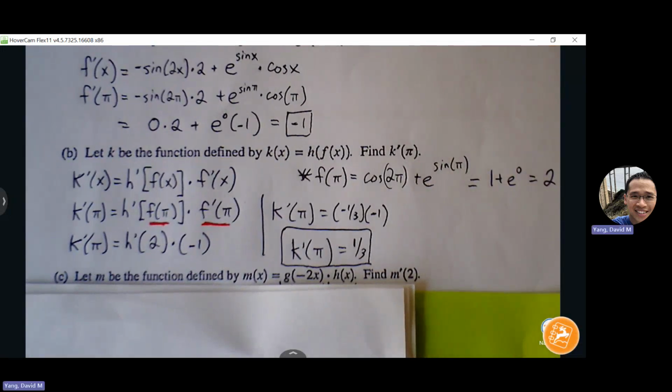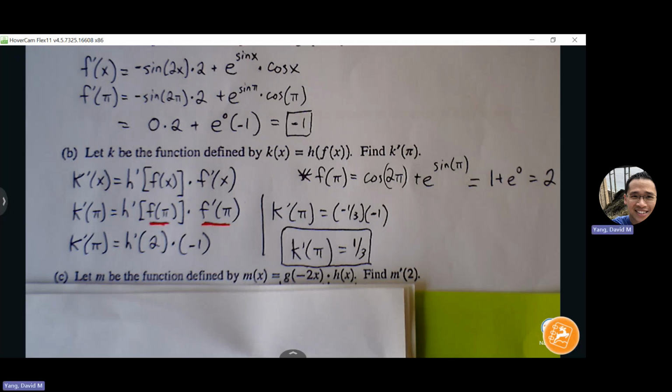Okay, I want us to end class with part C, and you guys will finish the other 2 pages up to page 14 on your own. Let's talk about part C. Let m be the function defined by m of x. M of x is defined as g of -2x times h of x. Find m prime of 2.